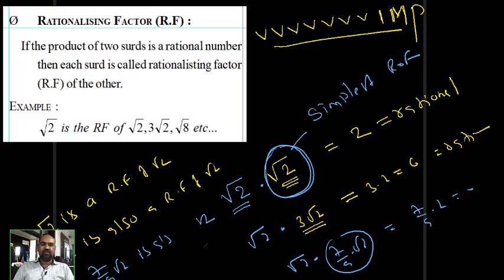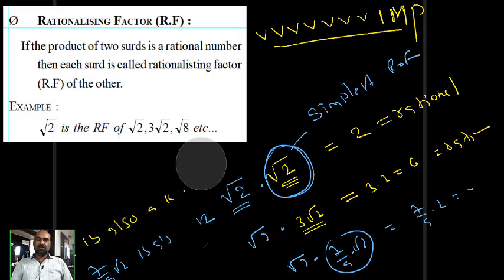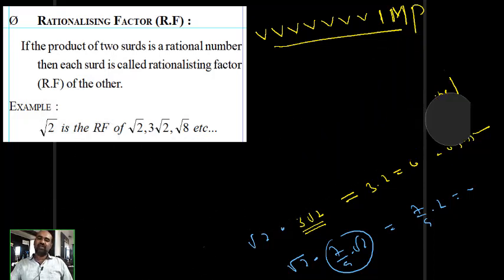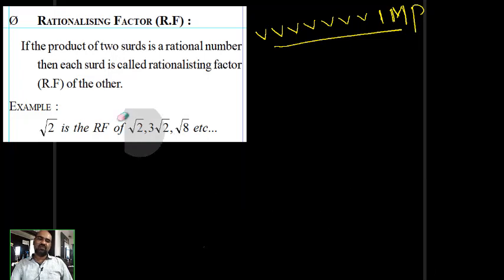Okay, for a given surd, an RF exists. That RF need not be unique. So for any number, rationalizing factors are infinite. Among all, the smallest one is called the simplest RF. Students, very important concept, the RF concept.